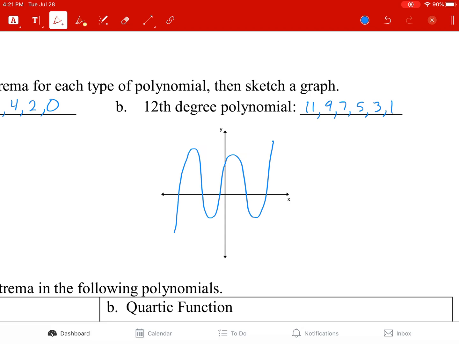Oh, 1, 2, 3, 4. I missed one. 5. There we go. So you got 1, 2, 3, 4, 5 extrema. And that would be a 12th degree, might be a 12th degree polynomial.